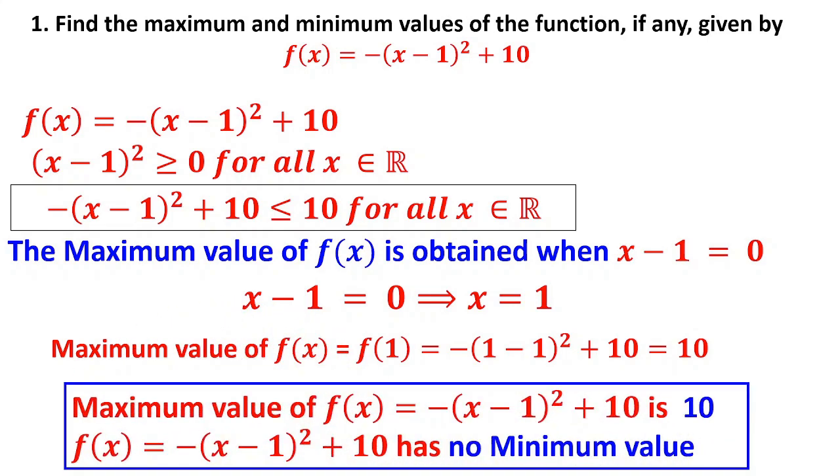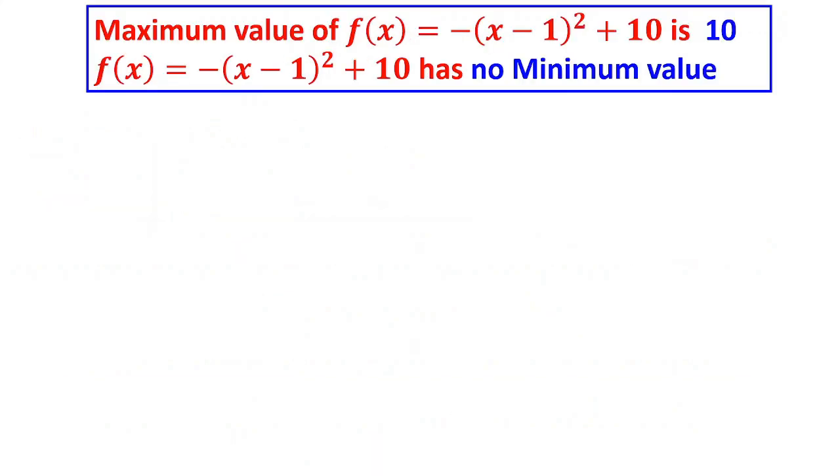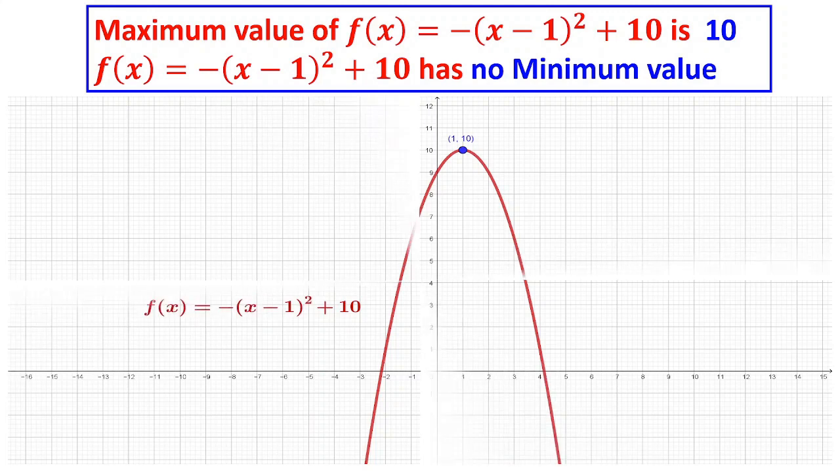But it has no minimum value, because whatever value of x you put, it keeps going down, down, down. Let us see its graph. You are seeing the graph. It is a downward parabola and its maximum value is 10, obtained at x equal to 1. It has no minimum value because it is going down to minus infinity.